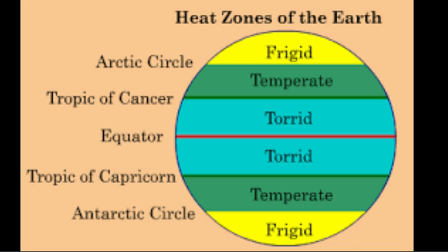Last is the frigid zone, which lies between the Arctic Circle and North Pole in the northern hemisphere and Antarctic Circle and South Pole in the southern hemisphere. The sun rays fall here at an extreme slant and hardly rise above the horizon. As a result, the region remains cool throughout the year. The meaning of word frigid is cold.